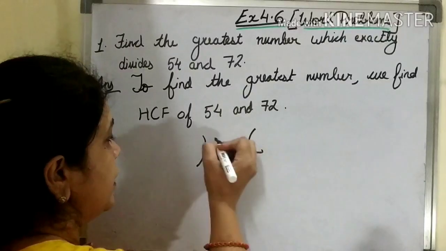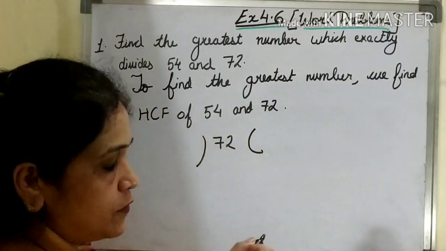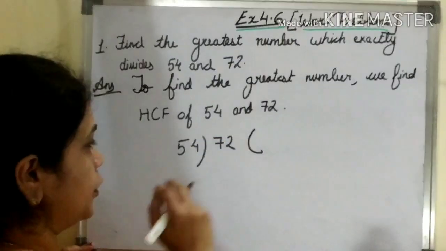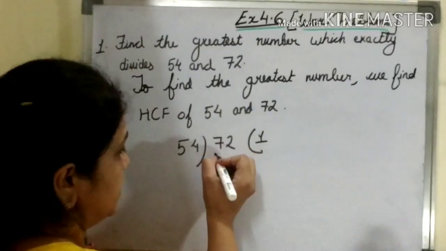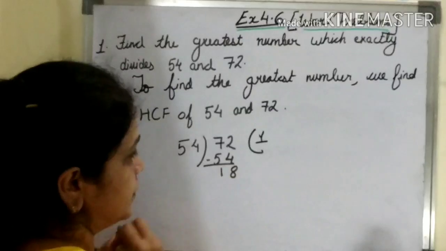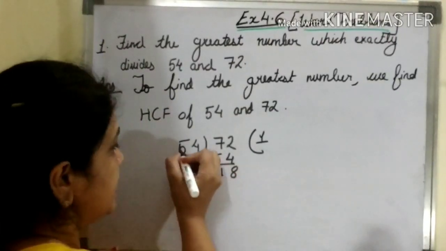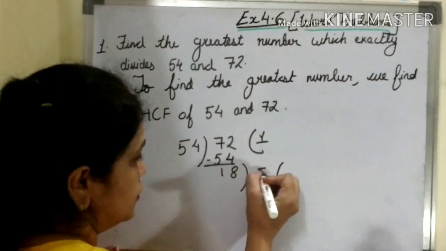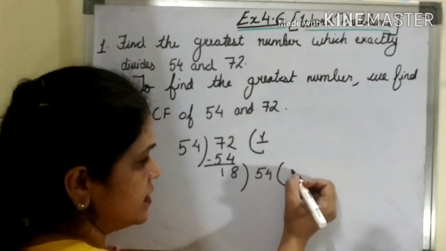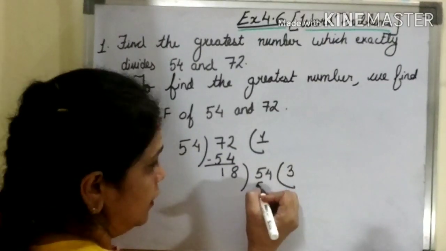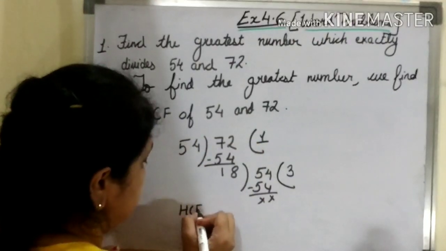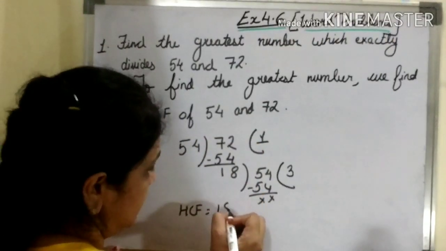See, HCF of 54 and 72 you can do by any method, short division method or long division method. Here I am doing it by the long division method, it will be easy for you. Okay, now how do we do the long division method? 54 ones are 54. What's the remainder left? 18 is left. Now this will be the divisor and 54 will be the dividend. Now 18 ones are 18, 18 twos are 36, 18 threes are 54. So it divides 54 completely. So what is the HCF here? HCF is the last divisor, that is 18.